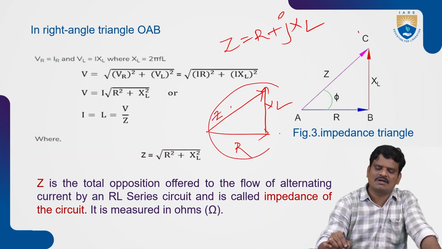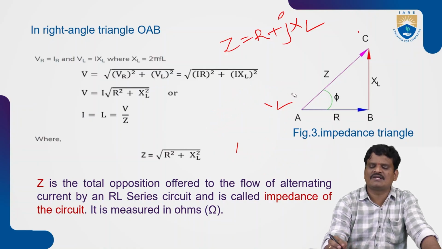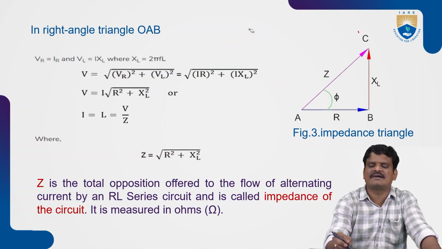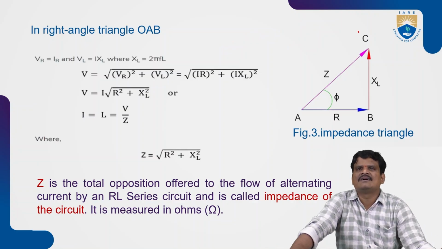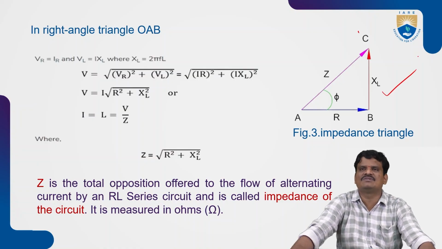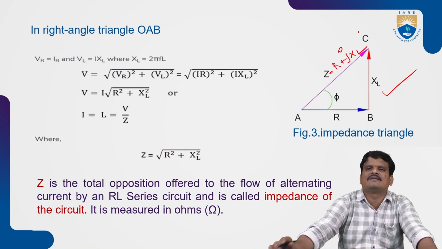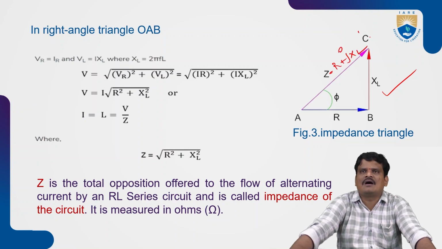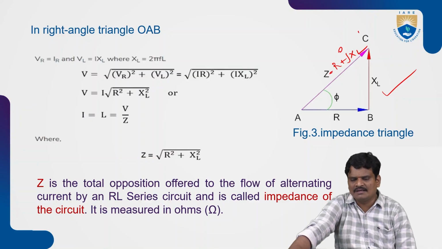So this is called the impedance triangle, where it is trying to represent the value of resistance and also the reactance of the circuit. This triangle is obtained by using the expression Z equal to R plus jXL, where Z is the total impedance offered by the circuit.